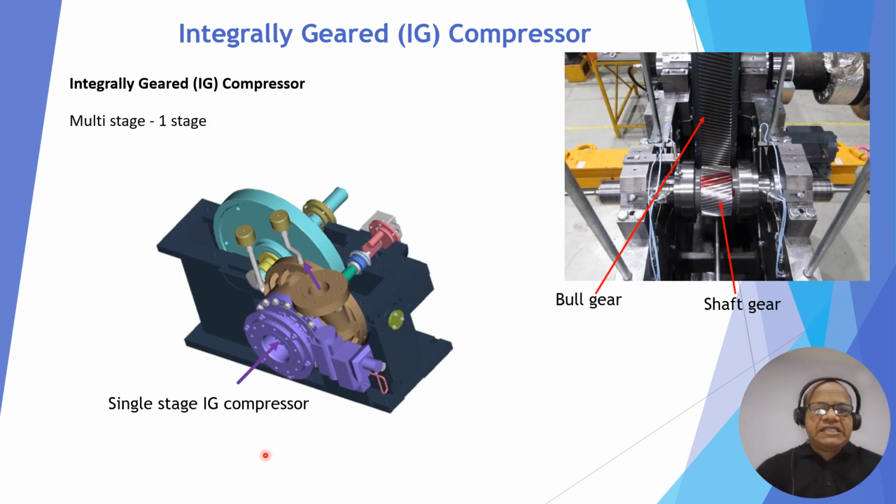Now this is a single stage compressor. This is the bull gear, this is the suction, this is the discharge. You can see this is the bull gear, this is the shaft gear which is connected by mesh with helical gears which drive this, and impellers can be connected here and here.